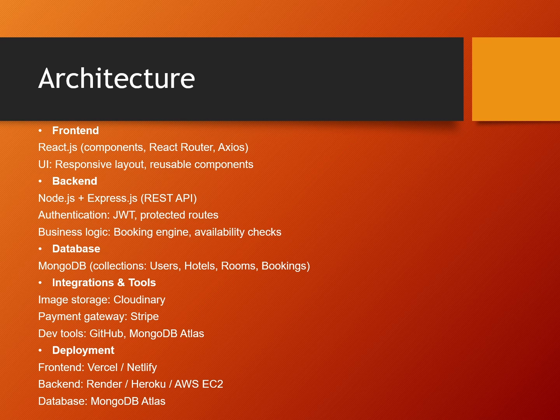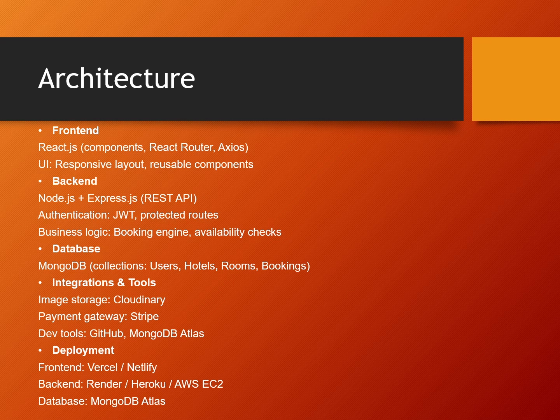This is a high level architecture of the hotel booking platform. On the client side, we have the React single page application, which handles routing, UI components, and makes HTTP requests to our backend using Axios. The backend is built with Node and Express and exposes RESTful APIs for authentication, hotel and room management, and bookings. Authentication uses JWTs, and protected routes verify the token before allowing sensitive operations like booking or admin tasks.